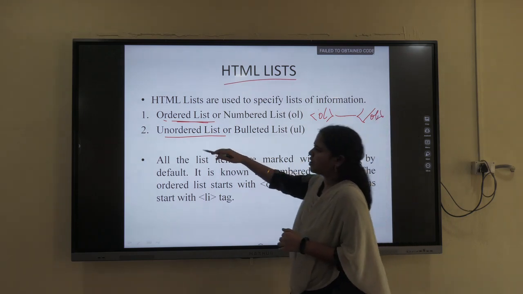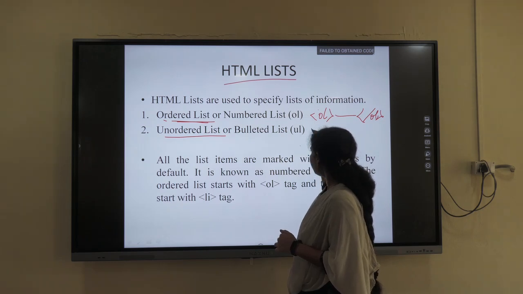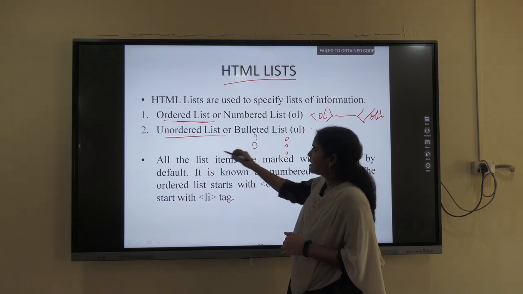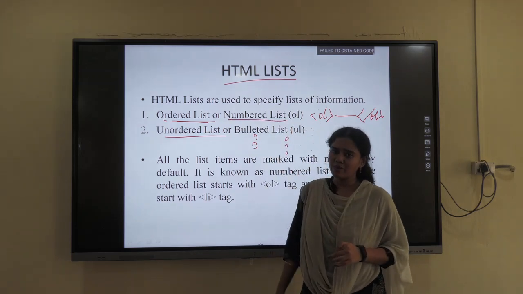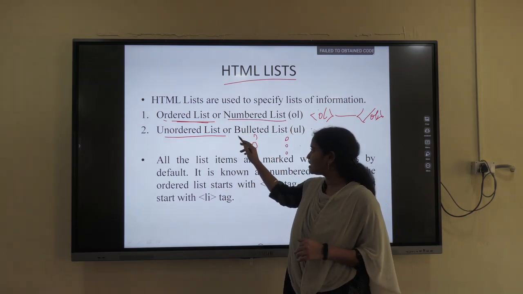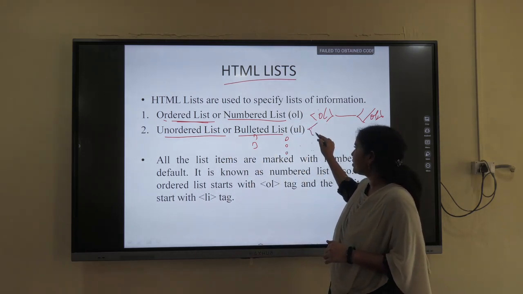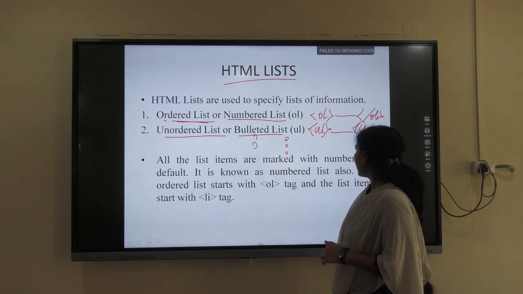And if it is an unordered list, with dots, or circles, or square symbols, then you go for the unordered list. An ordered list is also called a numbered list, and an unordered list is also called a bullet list. And for the unordered list, the tag that we use is UL, and you need to close it with /UL.